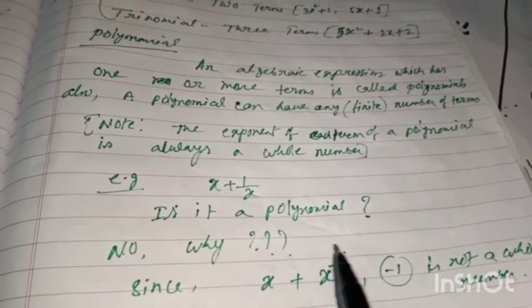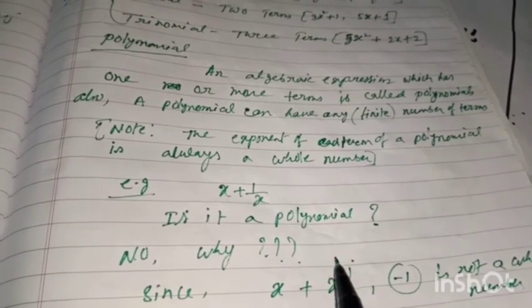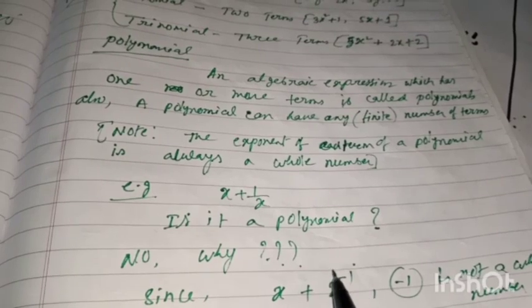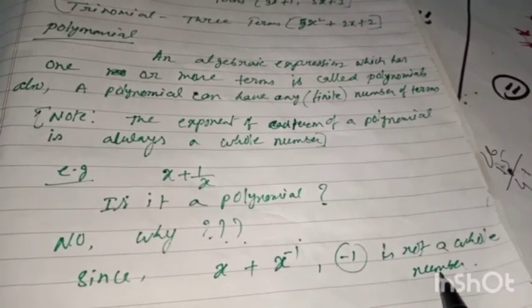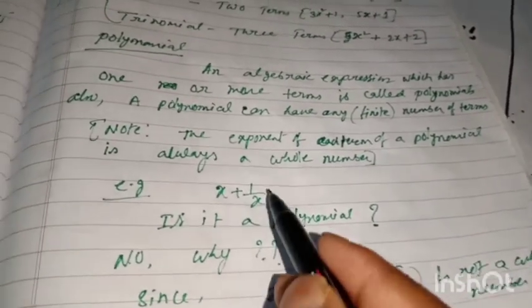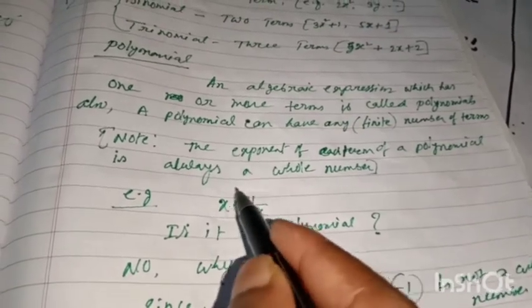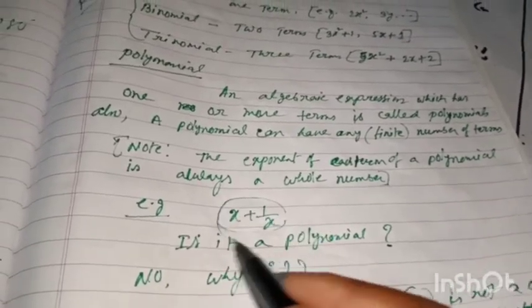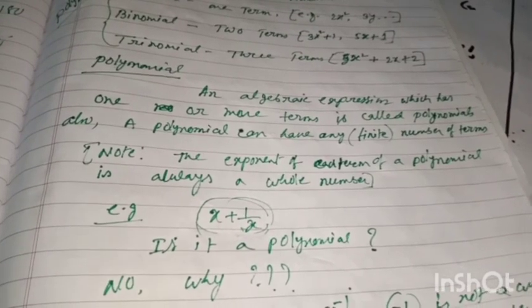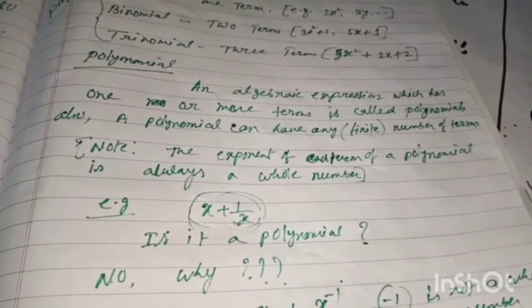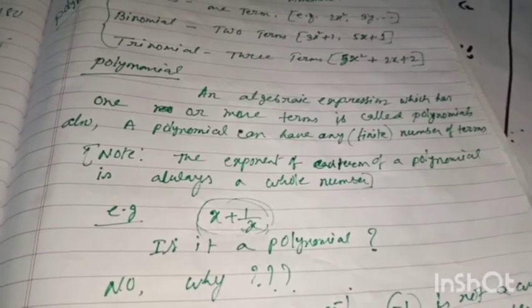Minus 1. And this power of x, or exponent of x, is minus 1, which is not a whole number. So you cannot say that it is a polynomial, it is not a binomial either, and it is also not a polynomial, because in a polynomial the exponent must be a whole number. Don't forget. I hope all of you understood what a polynomial is.